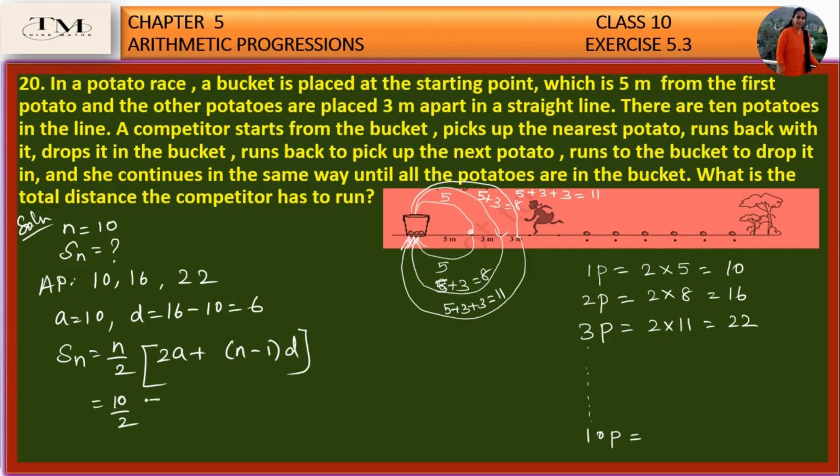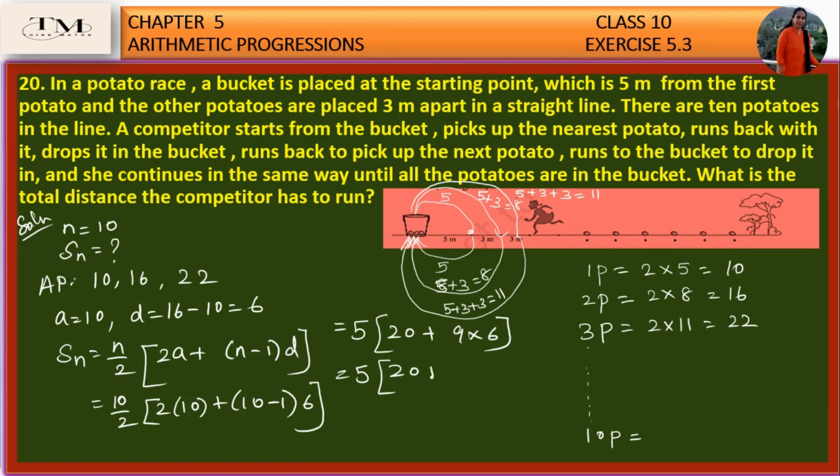So 10 by 2, 2 into what is a? It is 10, plus 10 minus 1. What is d? It is 6. So what is 10 by 2? 10 by 2 is 5. 2 into 10, 20, plus 10 minus 1, it is 9 into 6. So 5 into 20 plus 6 nines are 54. So 5 into 20 plus 54 is 74. Now multiplying, 5 fours are 20, balance 2, 5 sevens are 35, 35 plus 2, it is 370 meters. So total distance the competitor has to run is 370 meters.